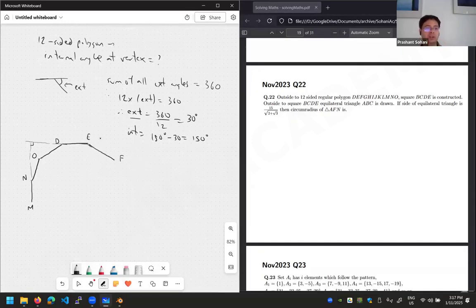Okay, I will not draw the whole 12-sided polygon, but this is the only part we need to concern ourselves with, only these vertices. And then what is given outside of this is that square BCDE is constructed on the segment DE.